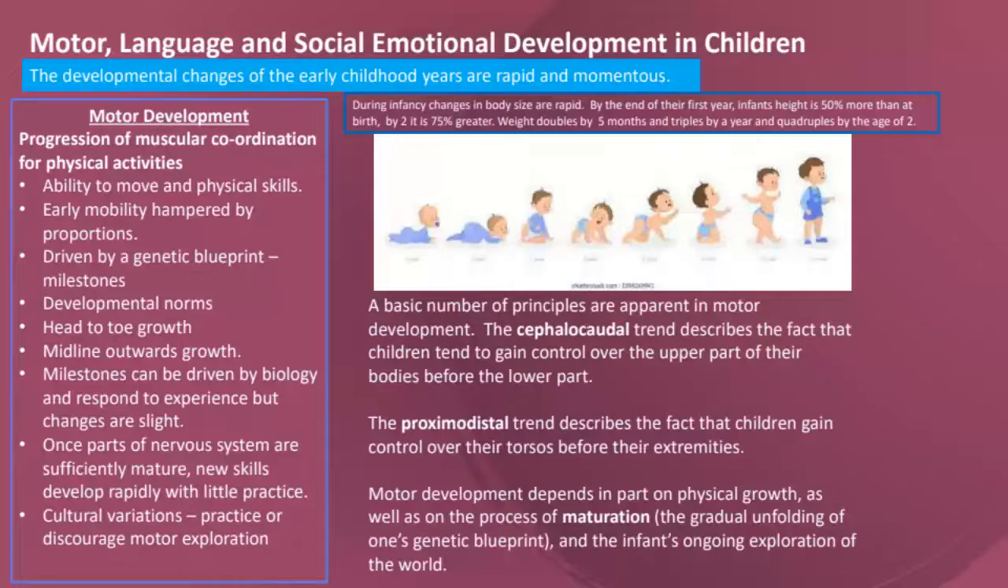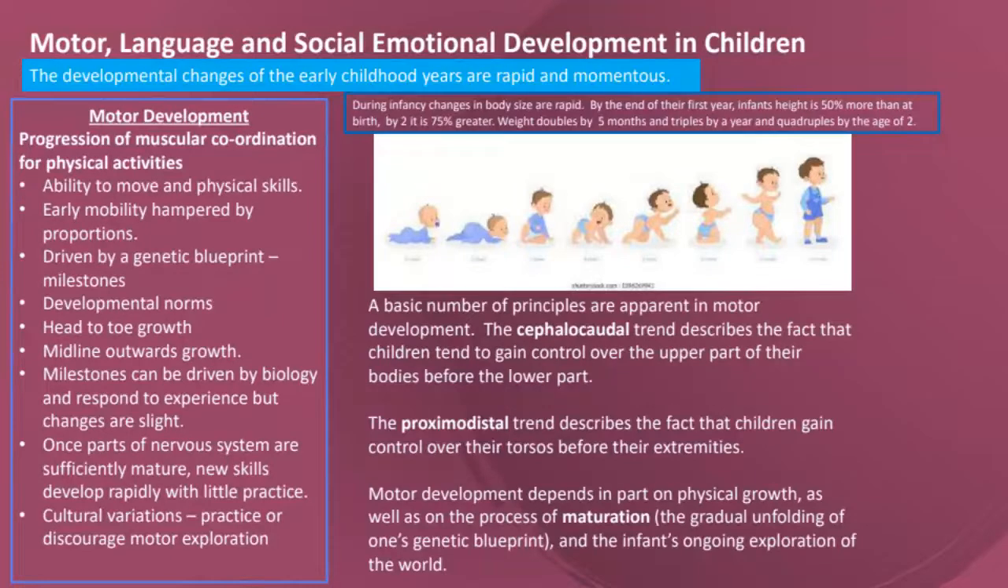Children generally gain control over the upper part of their bodies before their lower part, so they push their hands up and lift their head up when they're crawling, and they develop more control over their torso before their arms and legs. These are the basic principles by which motor development happens. So it is a process of maturation. It is a gradual unfolding according to a genetic blueprint, as well as the infant's ongoing exploration of the world. And the minute they learn to stand up and walk, their view of the world changes and they start to experience more things, and that's where cognitively the development starts to happen very quickly.